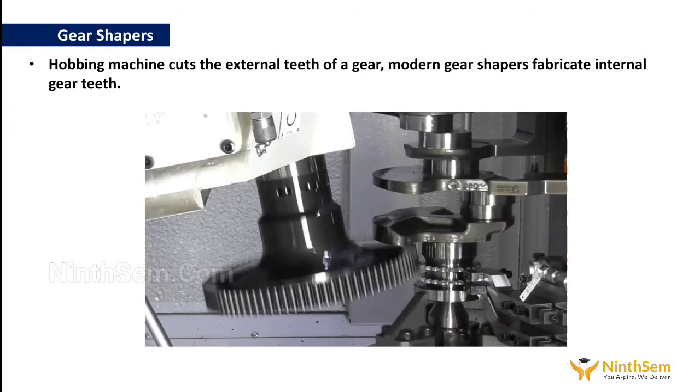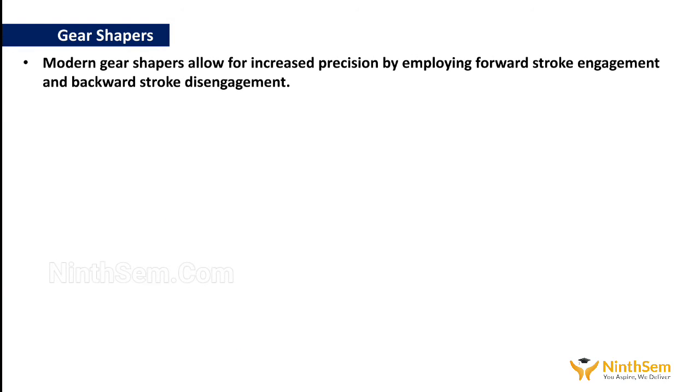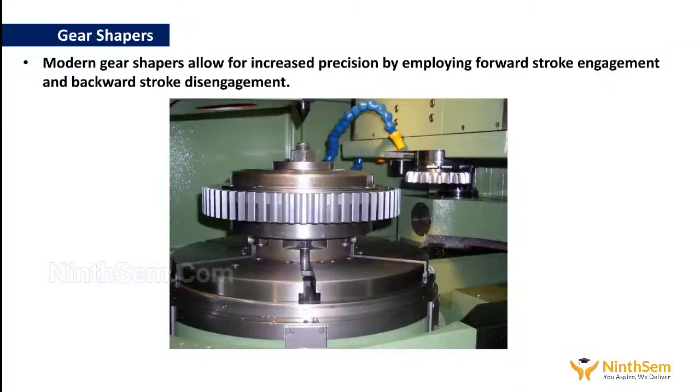external teeth of gear. Modern gear shapers fabricate internal gear teeth. This is accomplished using a reciprocating cutter that has the same pitch as the gear being cut. Modern gear shapers allow for increased precision by employing forward stroke engagement and backward stroke disengagement.